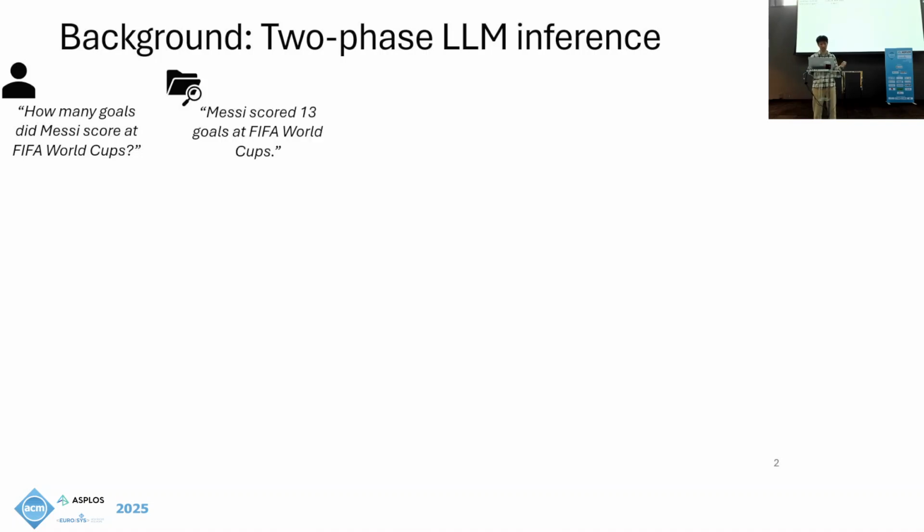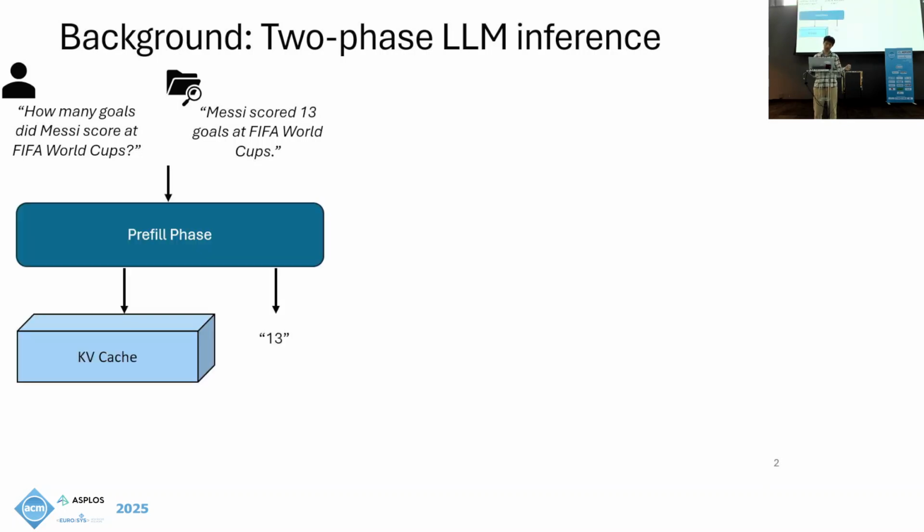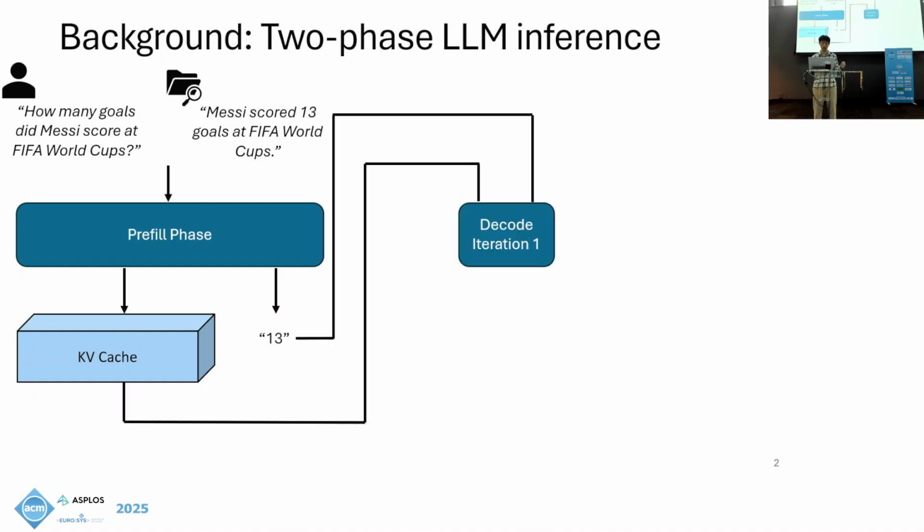In the retrieval augmented generation setting, RAG, relevant documents are first retrieved from external sources. The user query, together with the retrieved documents, is fed into the LLM, which undergoes the prefill phase, which generates the KV cache and also the first token. In decoding iteration one, the KV cache and the first token generated are together fed into the decoding phase, and then we have the KV cache of the previous token and also the next token.